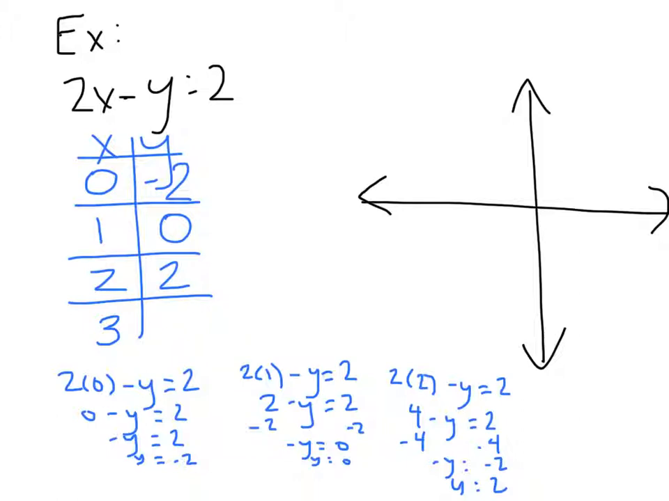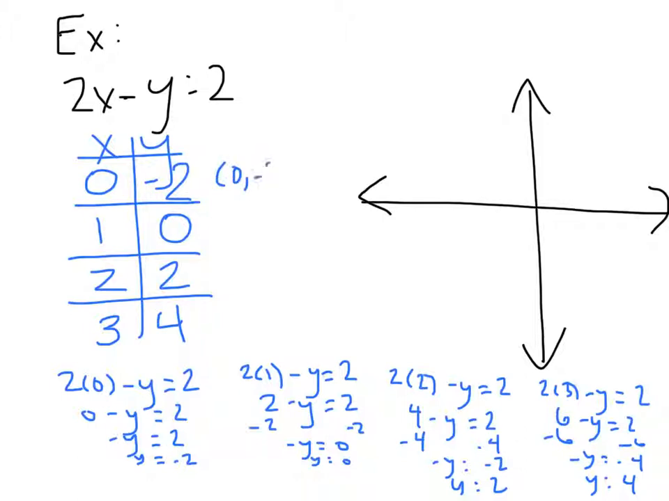All right, and if x is 3, 2 times 3 minus y equals 2. 6 minus y equals 2, minus 6 minus 6. Negative y equals negative 4, so y equals 4. Okay, so then I make some ordered pairs. This ordered pair is 0, negative 2. This is 1, 0. 2, 2. 3, 4.